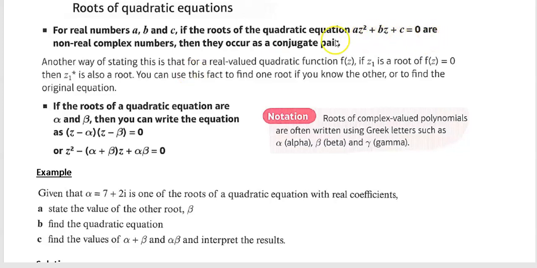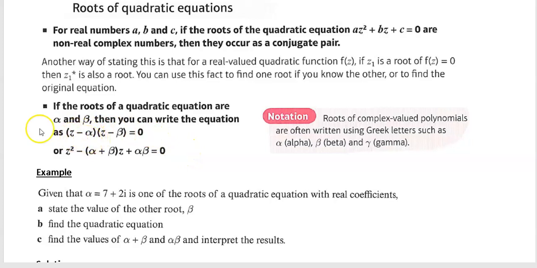If a, b, and c are real numbers, then if the roots are complex, they will appear in complex conjugate pairs. So if you know one of the roots, for example if you knew 7 plus 2i is a root, then you know another one of the roots is going to be 7 minus 2i. That's going to make life very easy for you.